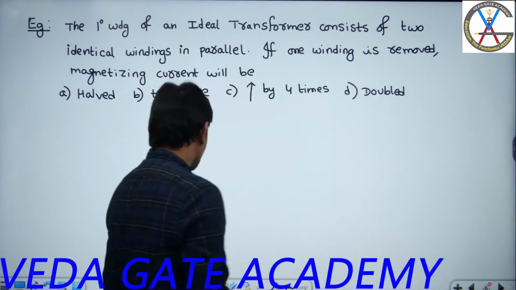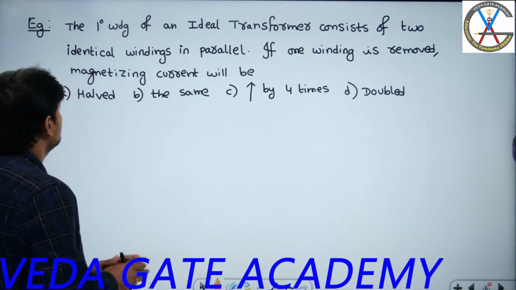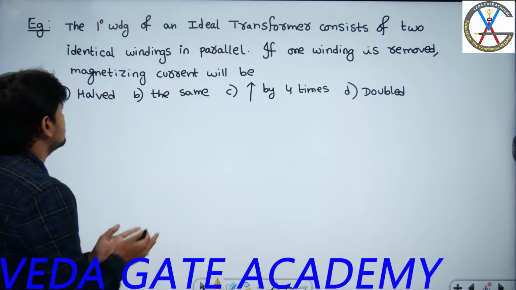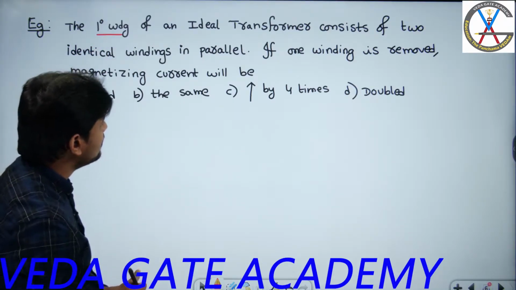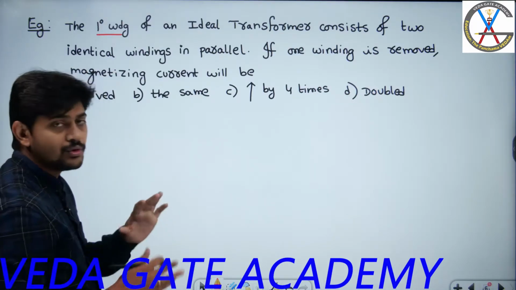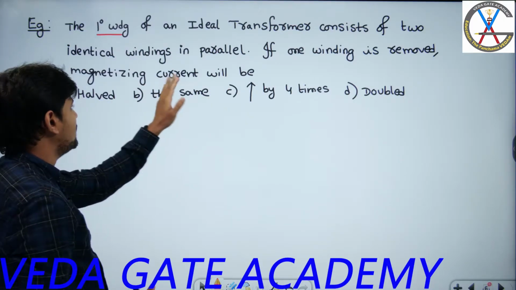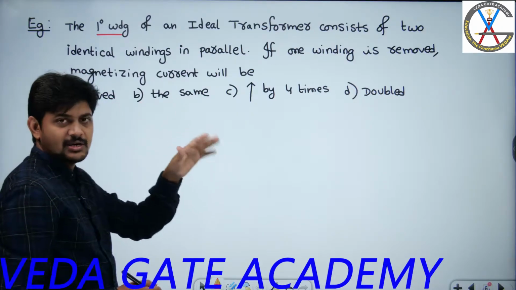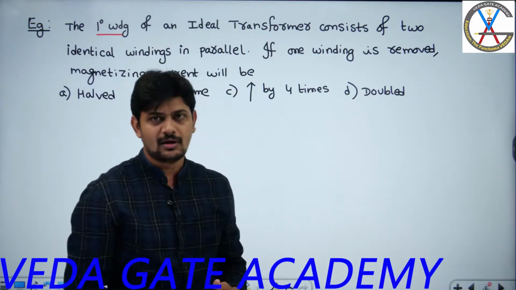This is a pure analysis question. Let us try to see this question. The primary winding of an ideal transformer, the primary winding being marked with superscript 0, consists of two identical windings in parallel. If one winding is removed, then what will happen to the magnetizing current? That we need to calculate. Whether the magnetizing current remains the same, becomes half, increases by twice, or increases by 4 times, that you need to make a comment on.